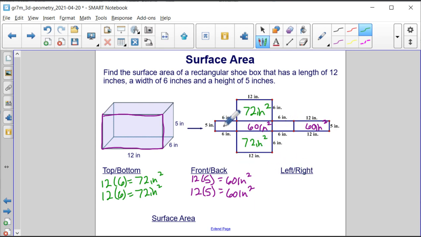All right, and now we have to do the left and right sides. These 2 rectangles here, which can also be represented by these 2 rectangles in our 3-dimensional solid. So we're going to multiply 5 inches by 6 inches, and we're going to get 30 square inches. And if we do the same thing here, we'll get the same answer, 30 square inches.